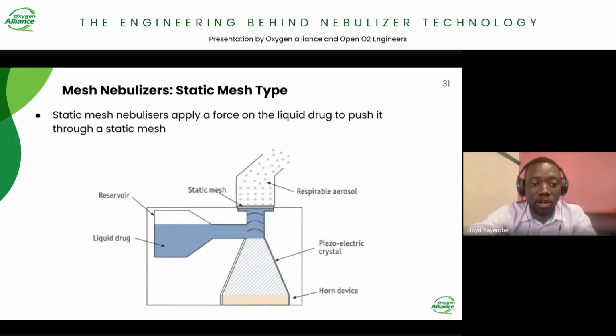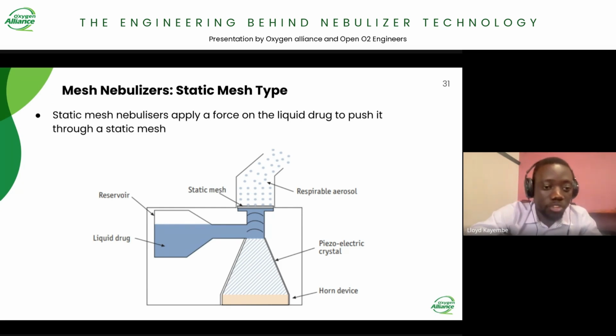While on the static mesh type, this type of nebulizer uses just a static, or we can say a stationary mesh to generate the mist itself. In this type, the mesh is not coupled with the piezoelectric element. On the image, you can see that the mesh is separate from the piezoelectric element. So instead of the vibration being together with the mesh, they are actually separate.